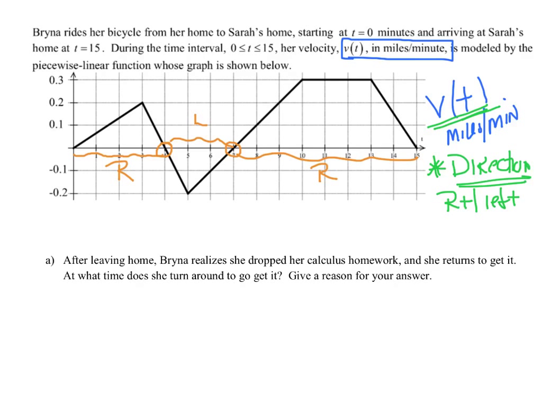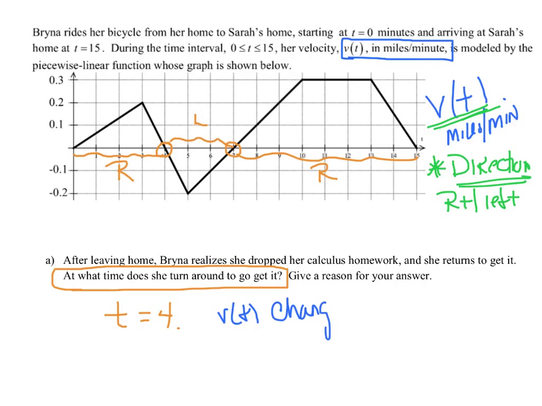So the question says she drops her homework someplace. At what time do you think she went to go get it? Hopefully it's pretty obvious to you, and I would say at t equals 4. So let's talk about our justification. Well, we know we were riding to the right, we came to rest, and we're riding to the left. So I would say at t equals 4, v of t changed signs. So I know I went from riding to the right to riding to the left, so that's where I must have stopped to turn around and go get my homework.